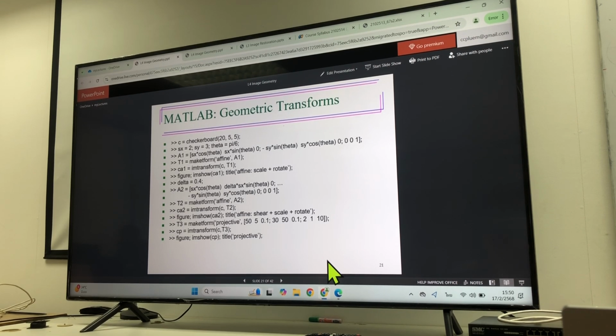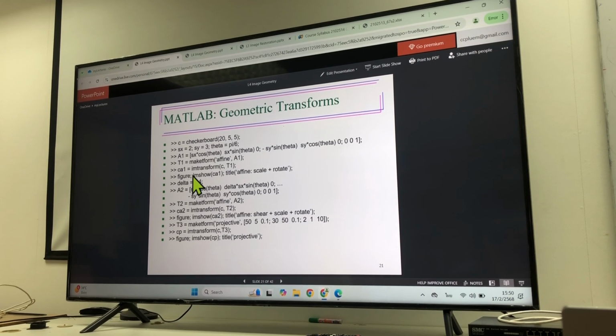Now for MATLAB. There are 2 things you need to do: make T form and im transform.